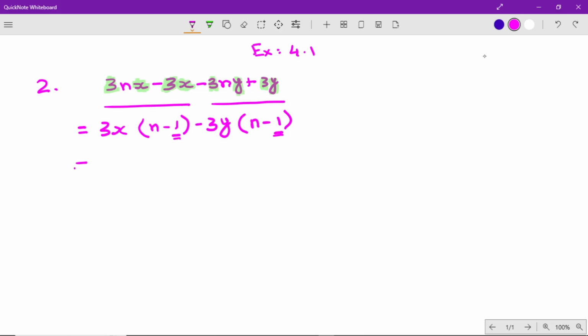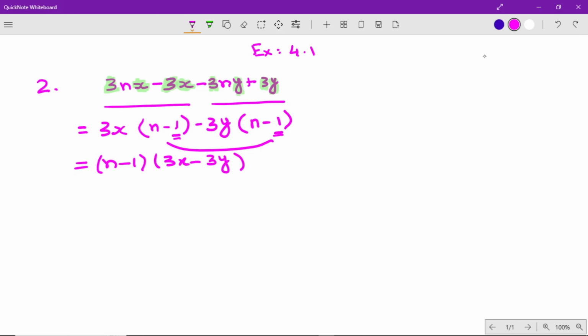Now you see that we have n minus 1 in the bracket and n minus 1 in the bracket. So this is the same. Now you see these 2 factors are same. If these 2 factors are same, then we did the factorization correctly. If this is not same, then the factorization is not correct. So now we take n minus 1 common, and now we have 3x here and minus 3y. So this is the factorization, and the factorization is completed here, and we have very beautifully solved this question.